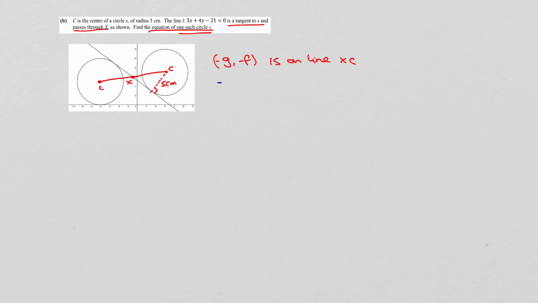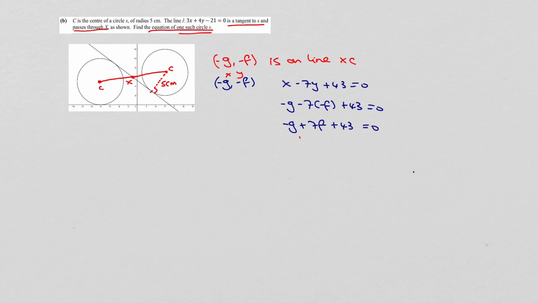So in other words, if we take our line XC, which we've just established is x - 7y + 43, then I can sub in -g and -f, and I'll get an equation in terms of g and f. And we'll call that equation 1. So to get a second equation, because we have two variables, we need a second equation to do our simultaneous equations to solve for f and g.